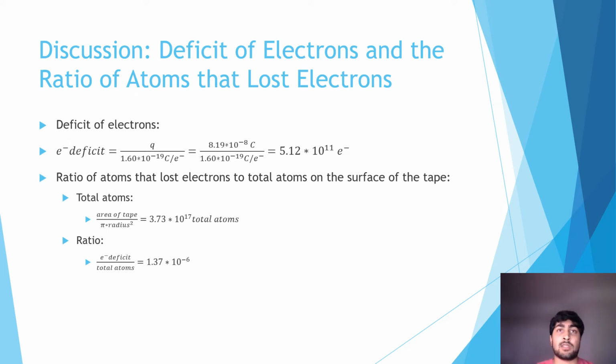The ratio of atoms that lost electrons to the total atoms on the surface of the tape is found by dividing the area of the tape by pi r squared of the atom to get the total number of atoms. Then the ratio is the electron deficit divided by the total atoms, and that gives the ratio of the atoms that lost electrons to the total number of atoms on the surface.